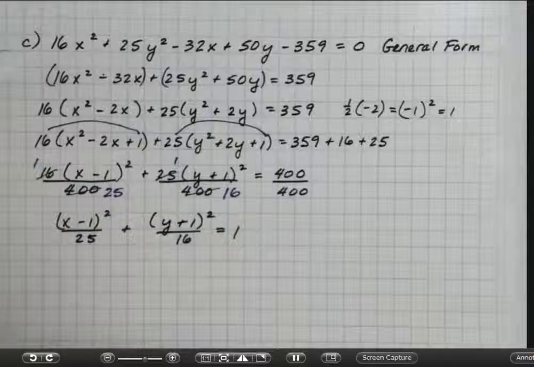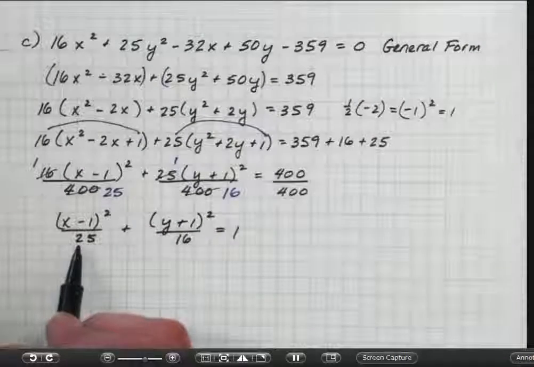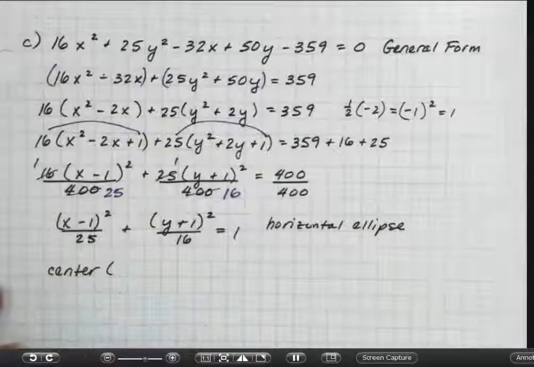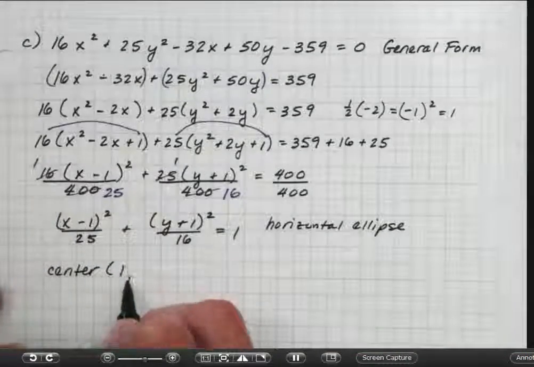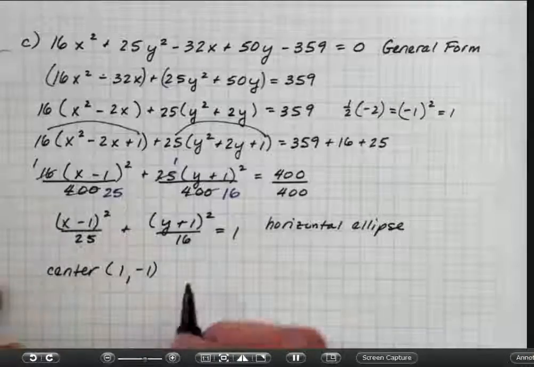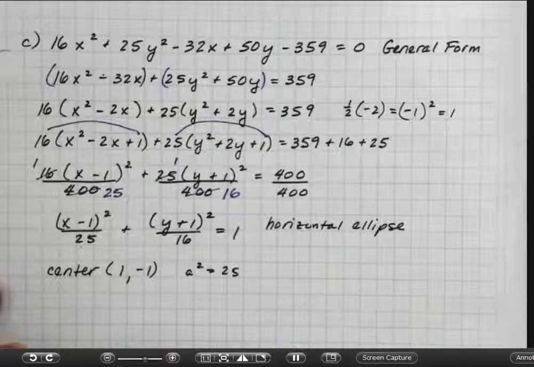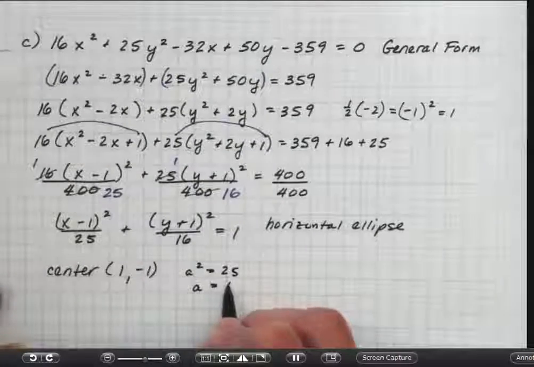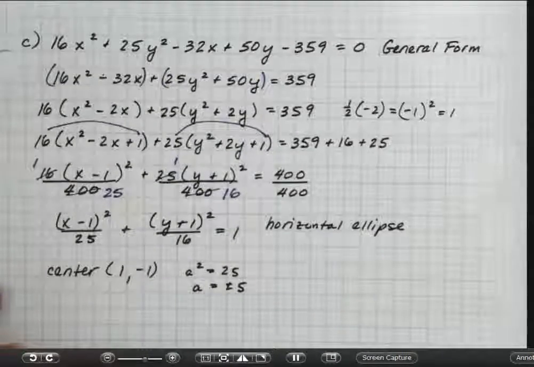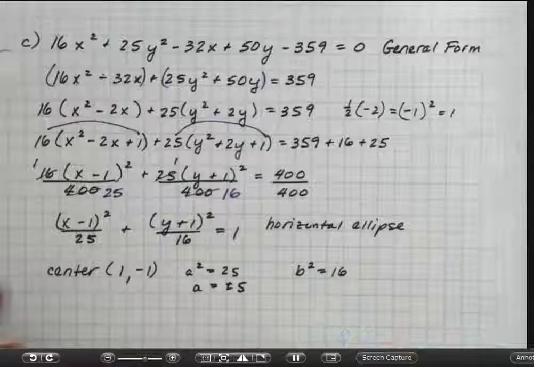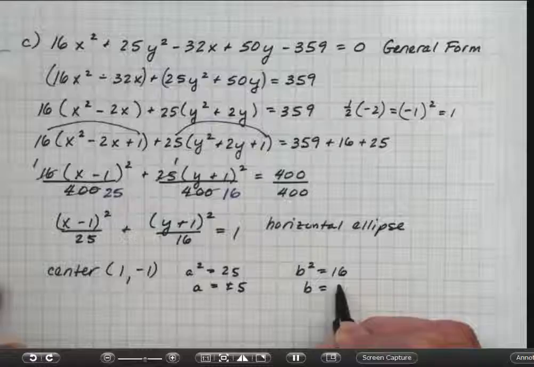Are we talking about a horizontal ellipse or a vertical ellipse? Horizontal, because the bigger denominator is under my x. So this is a horizontal ellipse. My center is going to have coordinates 1, -1. A squared is equal to 25. Therefore, a is plus or minus 5 from the center. B squared is equal to 16. Therefore, b is going to be plus or minus 4 from the center.